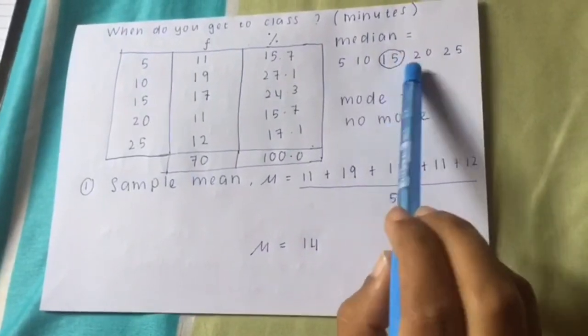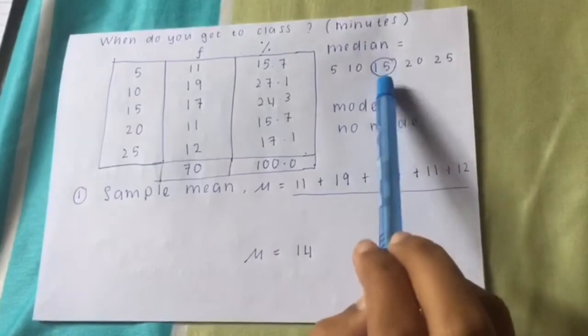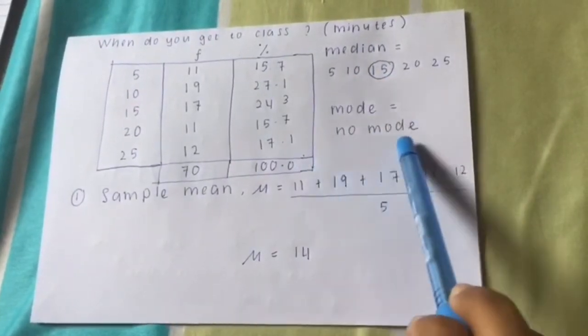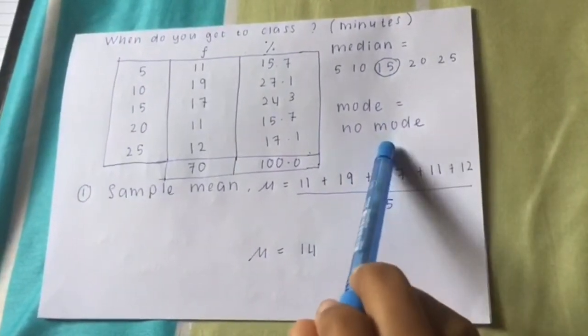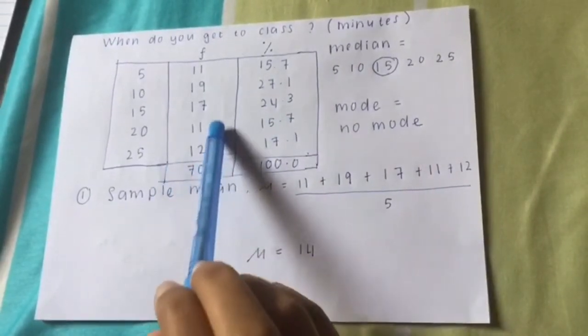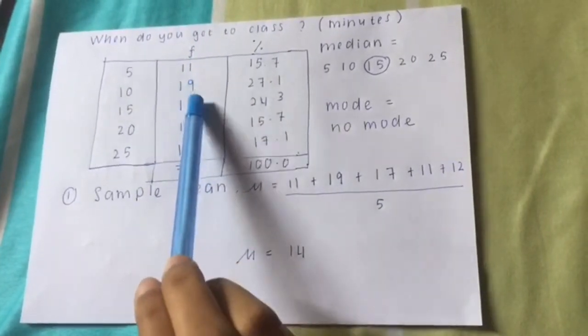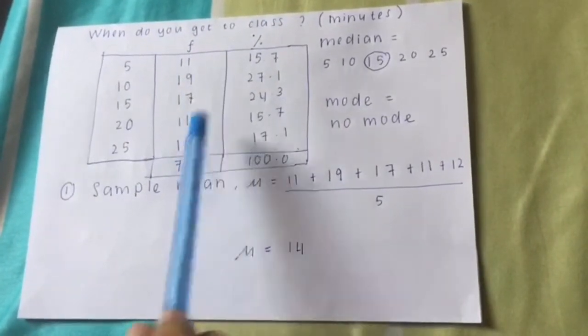The median is the middle of the data. This is the 15. And then for the mode, we don't have a mode because we don't have any number with twice the frequency, we just have one frequency for each number, so there is no mode.